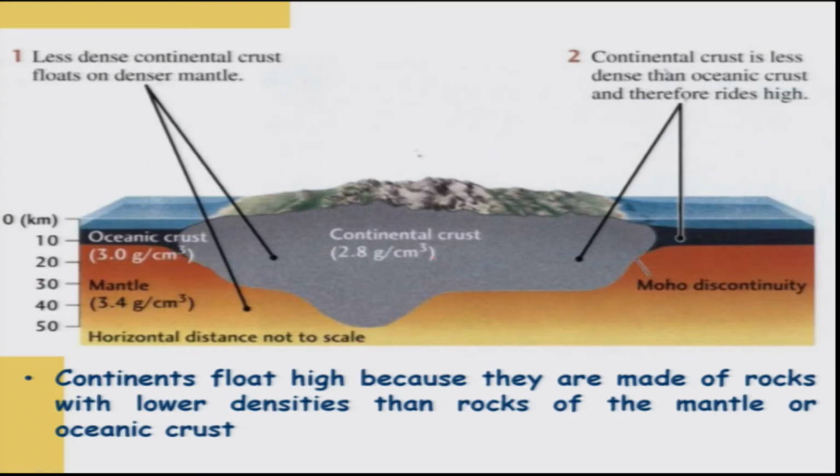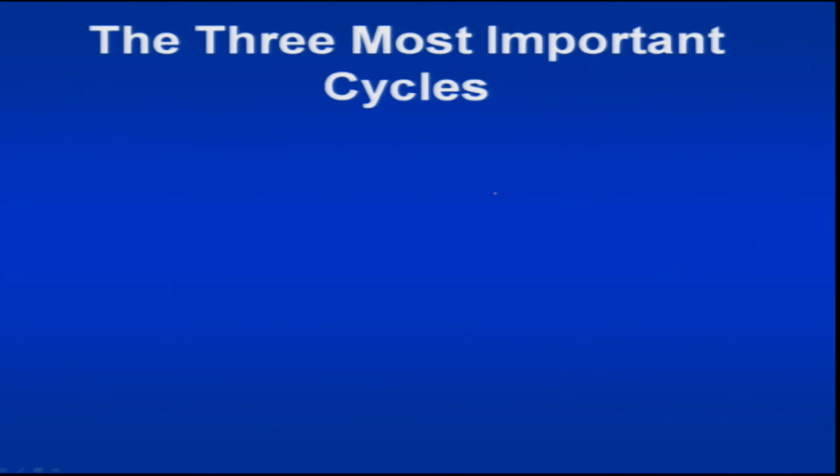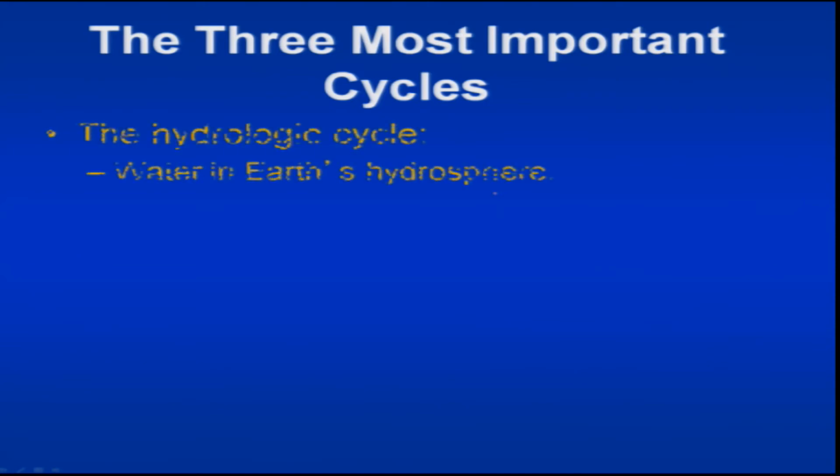Now coming to the main topic, plate tectonics. If we have a disturbance here, we will keep on having the rise every time. In plate tectonics, the three most important cycles are interlinked. One is the hydrological cycle, and this is also interlinked with plate tectonics, because if plates move from one place to another, the climatic cycle and everything will change.